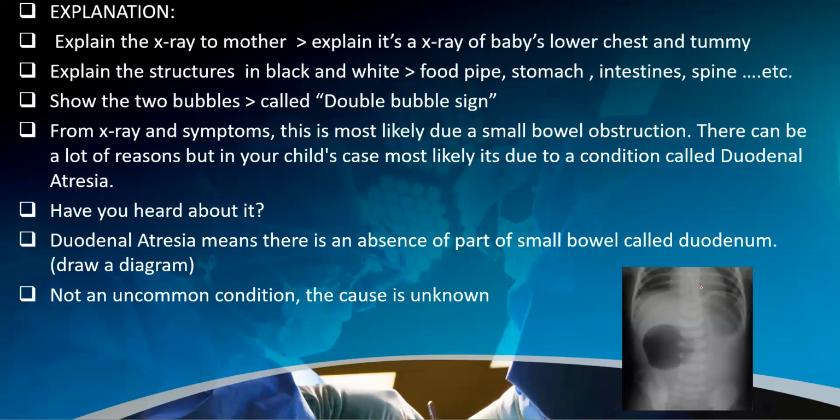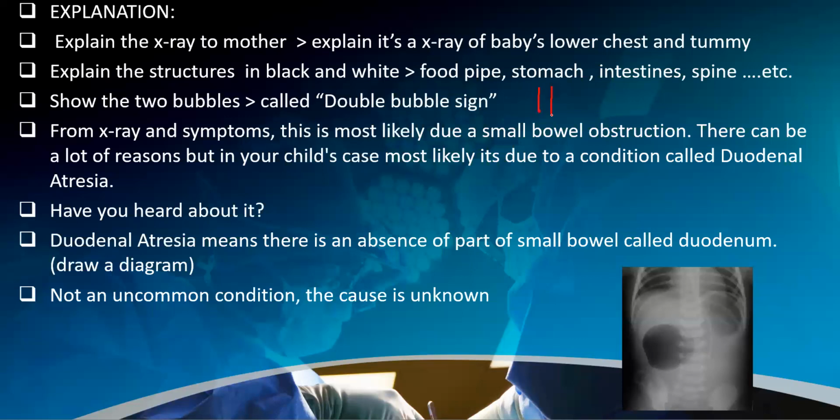And in the middle, that's the heart. Now, if you come a little downward, that's the tummy. But you can see that there are two very large circular blackish shadows. Can you appreciate that? Yes, doctor. This is what we call the double bubble sign. That's usually found in a specific condition called duodenal atresia, which is also known as a small bowel obstruction. Let me draw a picture so that you understand it.